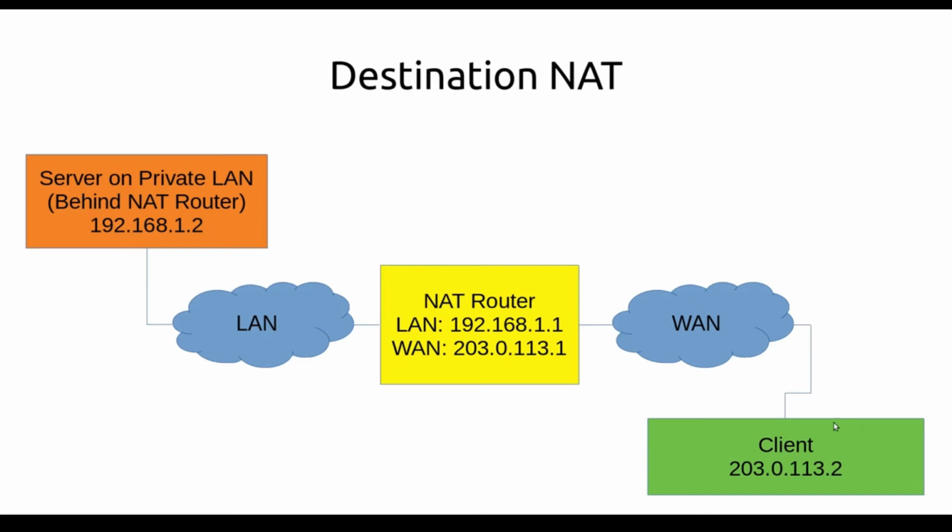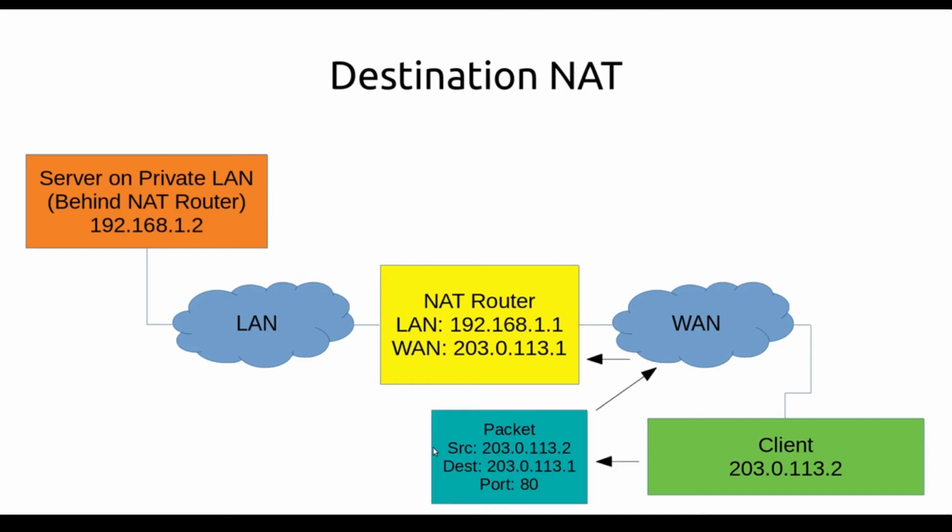And now we have a client out here somewhere on the wide area network or the internet with its public IP address. And we have the NAT router with its two network interfaces sitting in between. This is going to work in sort of the opposite direction of source NAT. So in this case, the client is actually going to send the first packet. And its source is going to be the client's public IP address with a destination of the NAT router itself, and there'll be a given port number as part of the connection. So in this case, we're using port 80, which is for regular unencrypted HTTP.